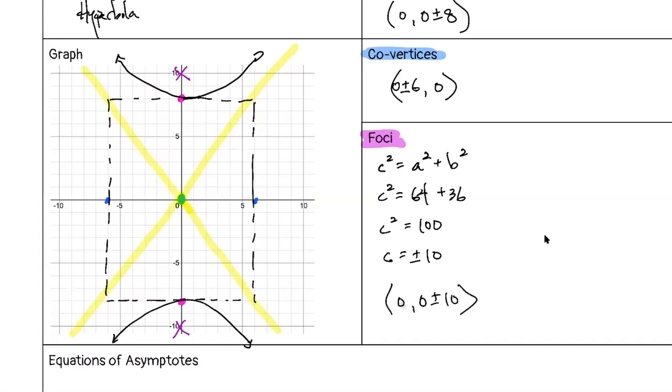And again, here's our center. We've got our center in all three of these. But the 8 tells us up and down. The 6 tells us side to side. And that 10 tells us how far until the foci.